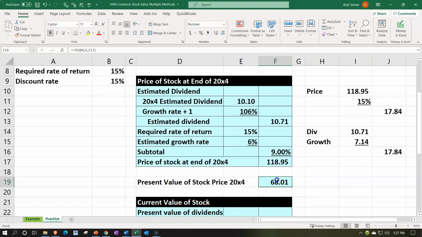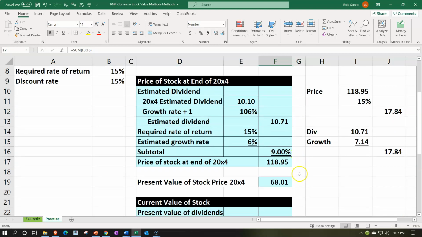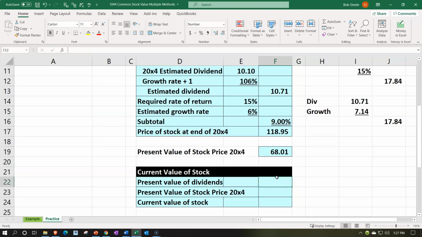So now we've present valued the price 4 years out, and we've present valued a stream of payments, which are the dividends, not an annuity because they're different. We had to present value all of them. We got the 26.21 and the 68.01.